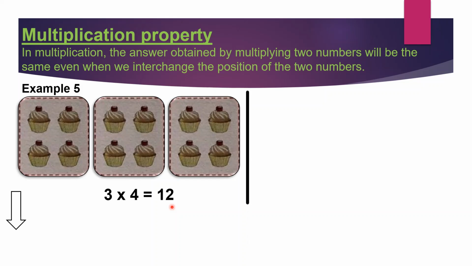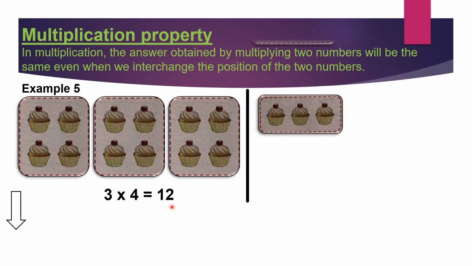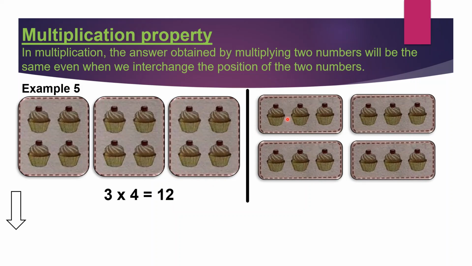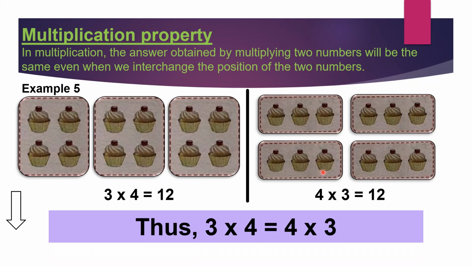12. Okay, another. Here, how many groups? 1, 2, 3, 4. So there are 4 groups. How many cupcakes in one group? 1, 2, 3. So there are 4 groups times 3. So 4 times 3 equals 12.